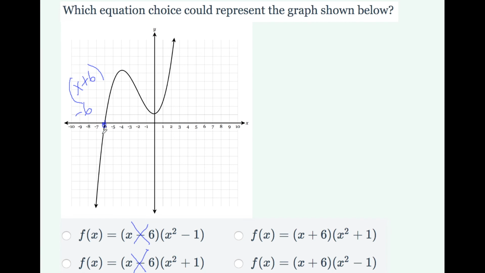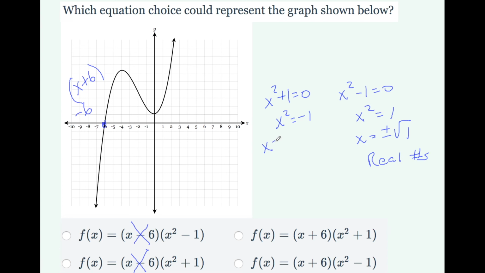Only comes through the x-axis one time, which means it only has one real solution. So I'm looking for two imaginary solutions. So if I take this part and I take this, this is going to be plus or minus the square root of 1, which are going to be real numbers. This is going to be plus or minus square root of negative 1, which is going to be imaginary numbers. I know this is imaginary roots, so I have to go with this one here.